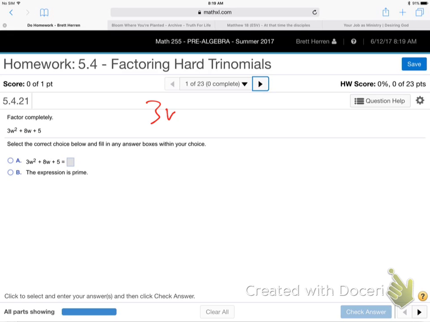Otherwise, it's just the same as what we've been doing, really. So 3w squared plus 8w plus 5. So it's FOIL. First thing we should ask, is there something in common to all three terms? What goes into 3, 8, and 5? Nothing. So we're going to skip the one big parenthesis step. Go right to the 2, right? There's no GCF. Go right to the 2. And when we do, we're going to write the word FOIL.